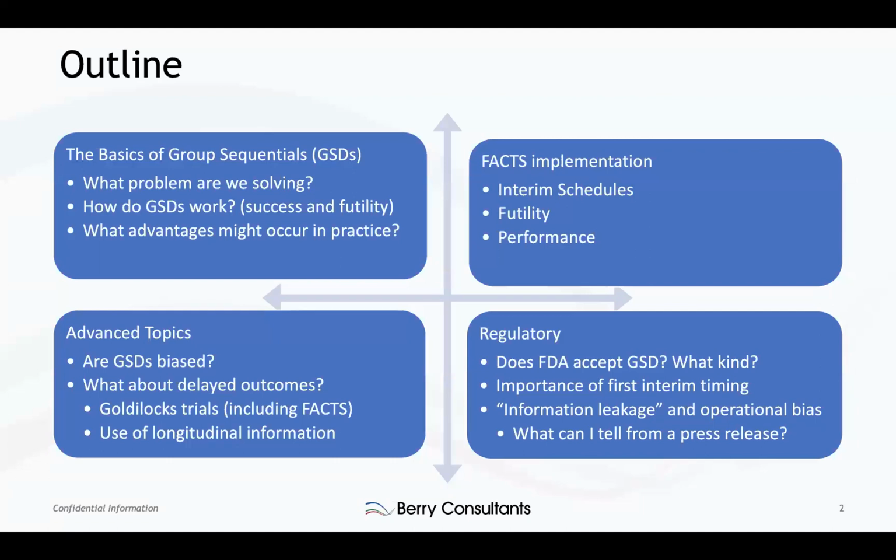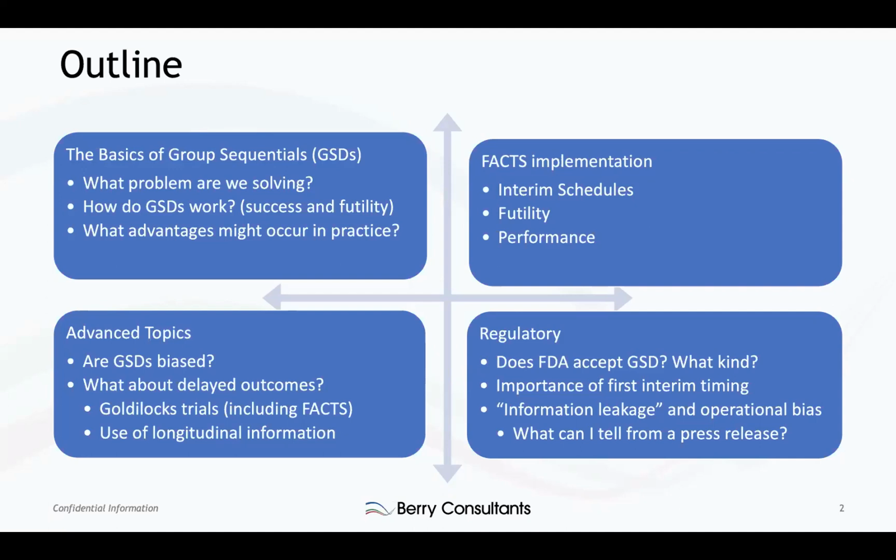We're also going to talk about some advanced topics. There's often a discussion about whether bias occurs in group sequential designs. We're going to talk a little bit about that. Then delayed outcomes. Suppose you're in a situation where you don't see a patient's endpoint for 6 months, 1 year, 2 years. How might you still do a group sequential, given that at any point in the trial we're going to have a lot of patients in follow-up whose data we don't have yet? How do we address that? That'll lead us to Goldilocks trials and the use of longitudinal information.